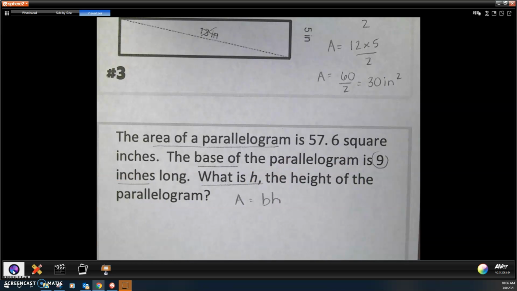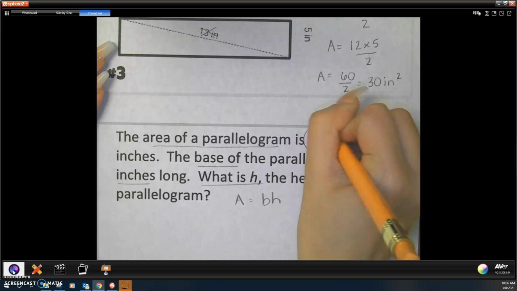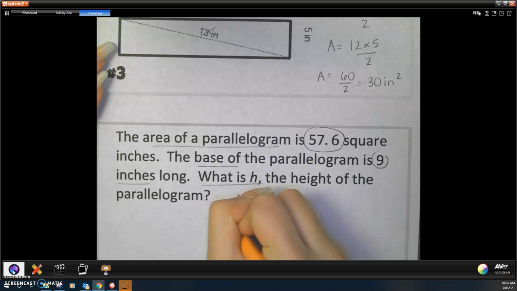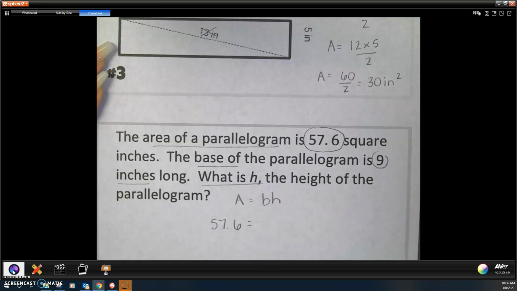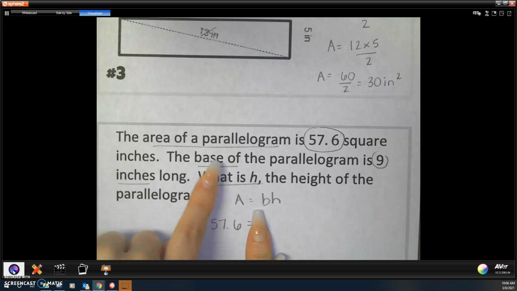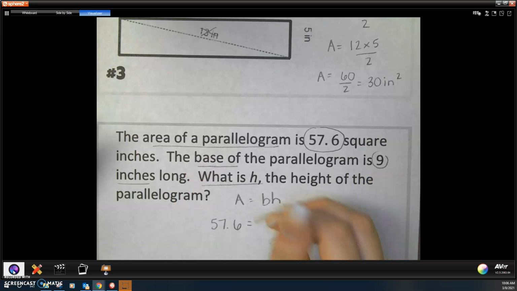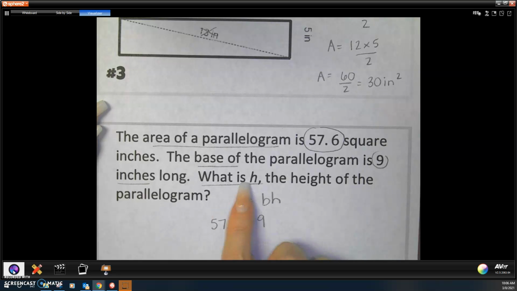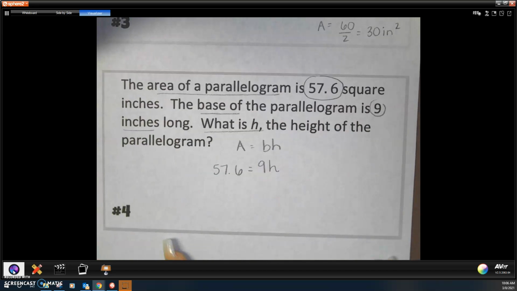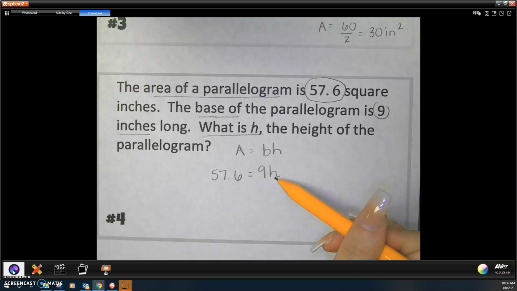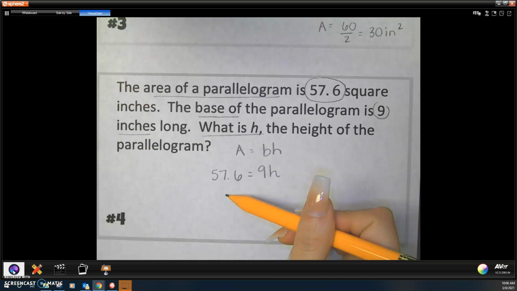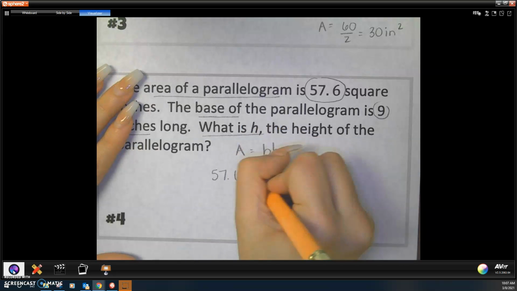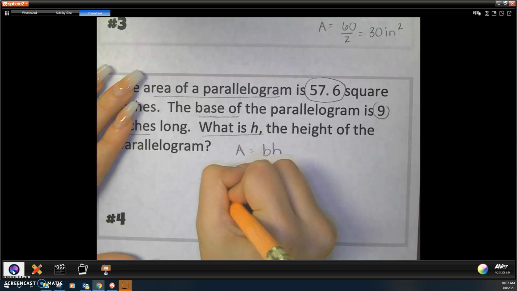And then we plug in what we know. The area, they tell me that is 57.6. So instead of my A, I'm going to put in 57.6. My base is 9 inches long. So I'm going to put a 9 in place of the B. And then we're looking for the H, so we're going to bring down our H. So now we have to find what number times 9 will give me 57.6. So in other words, we just need to divide by 9.